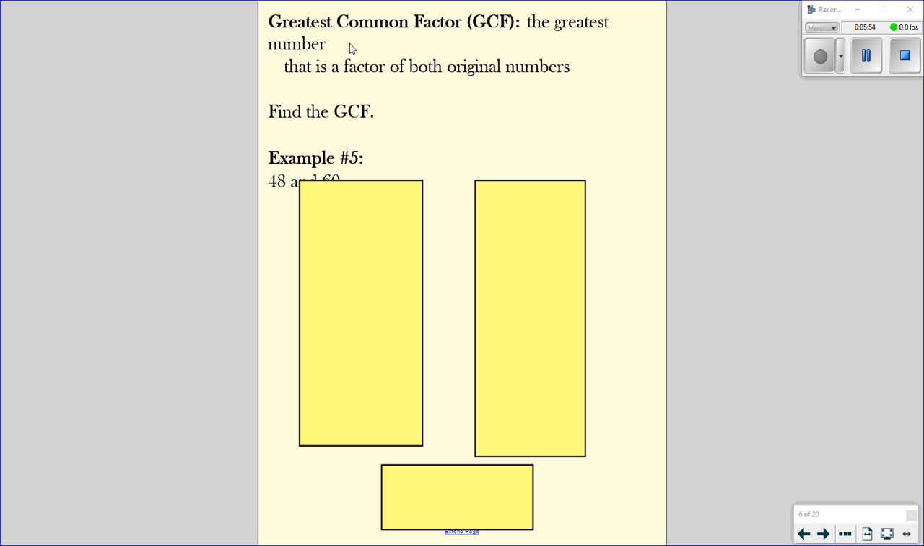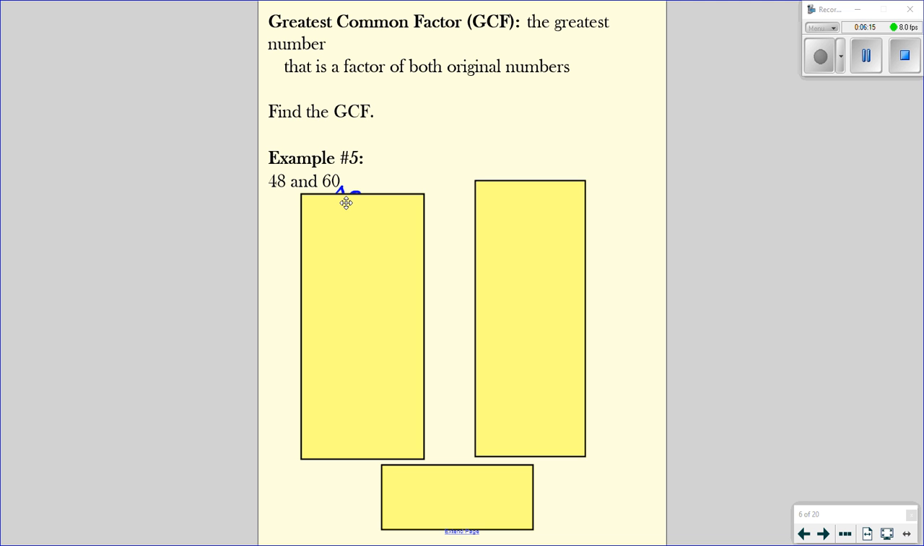Right, greatest common factor. You have already encountered this in middle school, so if you've heard of GCF, then you should know what is going on. GCF is greatest common factor, and that is a factor of both the original numbers. So they want you to find the GCF of 48 and 60.